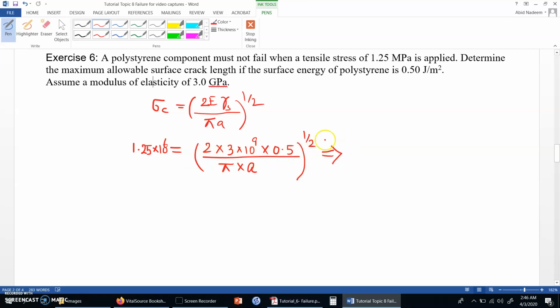The steps for the solution I will not show over here. I will simply calculate the answer, and then I will put the answer over here. So this value will be 0.61 × 10^-3 meter. This means that it is 0.61 millimeter. So this will be the length of the crack, the allowable length of the crack in this case.